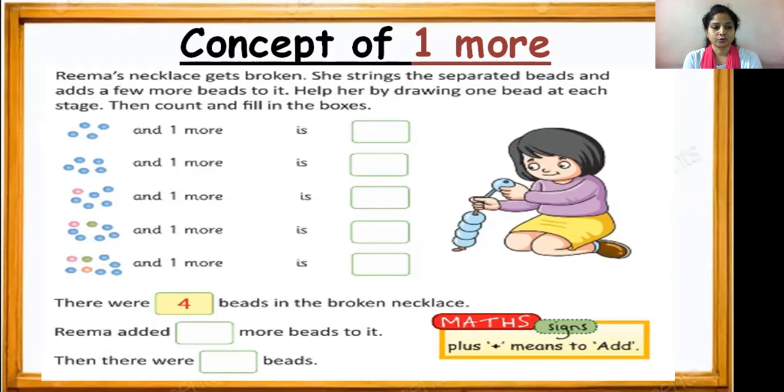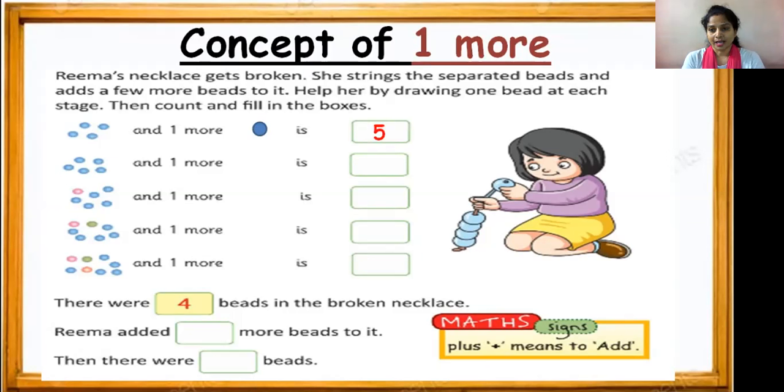One, two, three, four. And one more bead. See how you will draw the bead? You will make a circle like this and then color it blue. It means you are taking one more bead. So after that, what she has? 5 beads in total. Okay. Now look at the next picture.